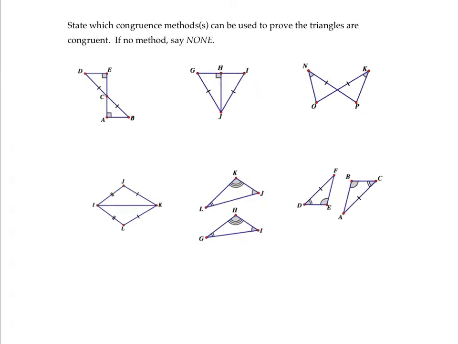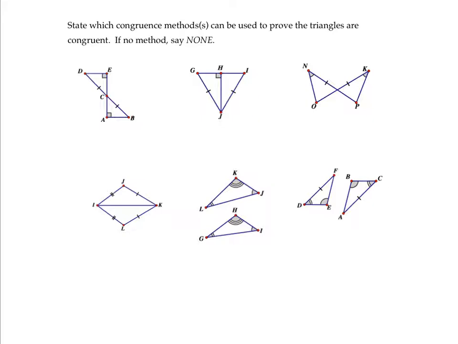So now we're going to take a look at some pairs of triangles and try to determine if they're congruent. And it says in our directions, state which congruence method or methods can be used to prove the triangles are congruent. If no method works, then we have to say none. Sometimes you have to look a little deeper and think about marking vertical angles congruent, or see if there's anything else that you can determine to be true about your picture. So in the first one, you see that we've got some segments marked congruent to each other, and we definitely have right triangles.